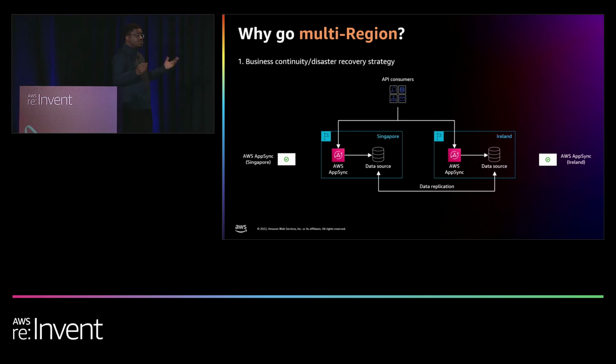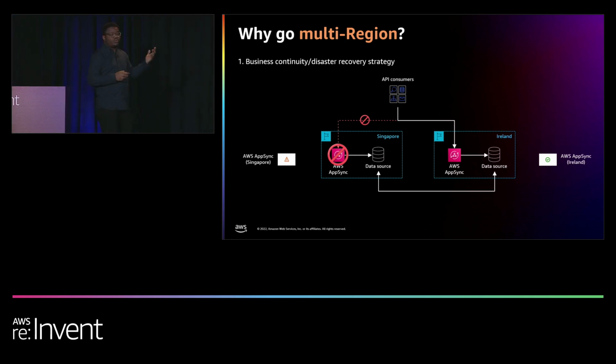So the first one is customers that want to deploy AppSync API in such a way that they can have business continuity and a sort of disaster recovery strategy as well. So with those type of customers, they need to provide a near real-time API, so with a near real-time RTO and RPO. And if there is any failure in one region, your API can continue serving from another region. So what does that mean? If there is any failure in one region, all requests will be routed to the healthy AWS AppSync in the second region.